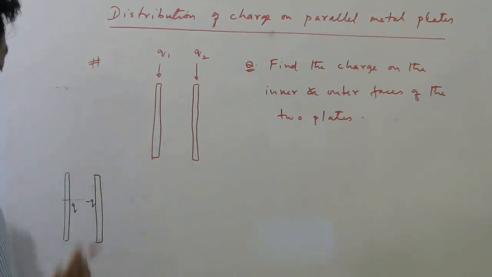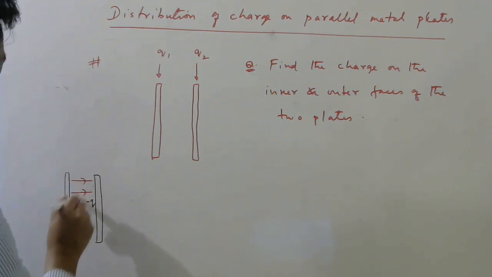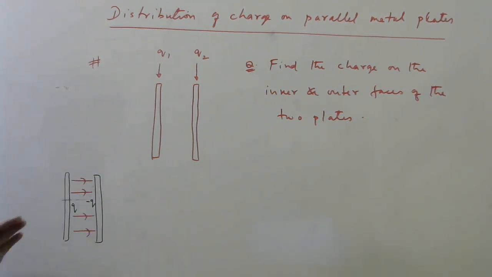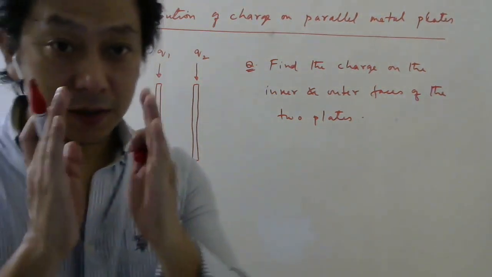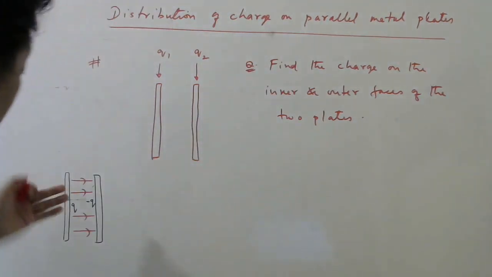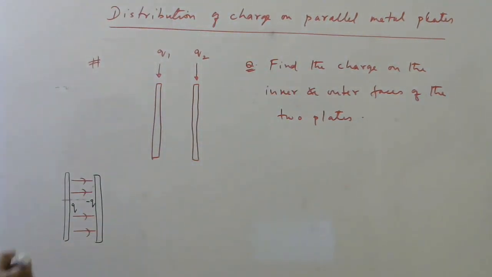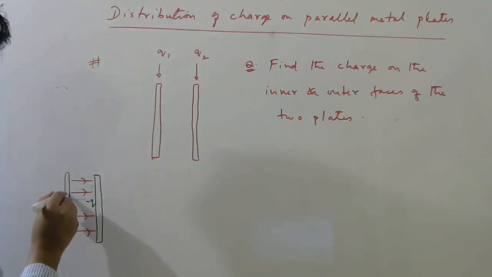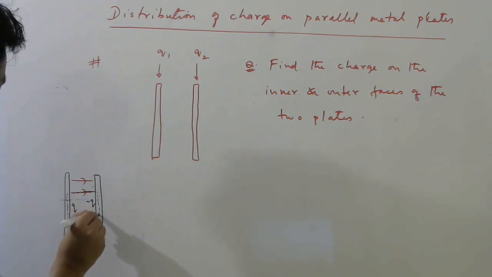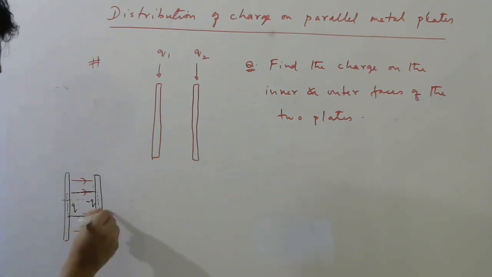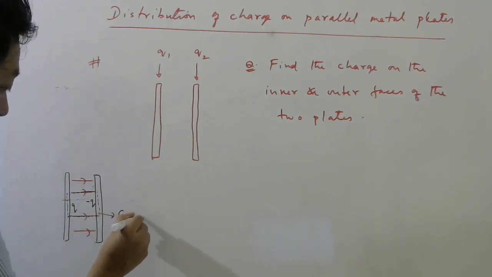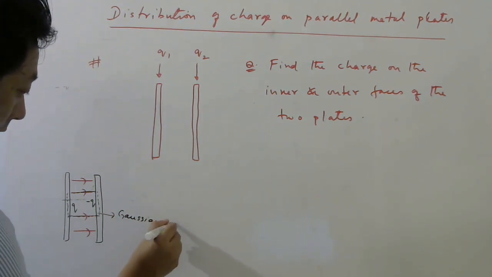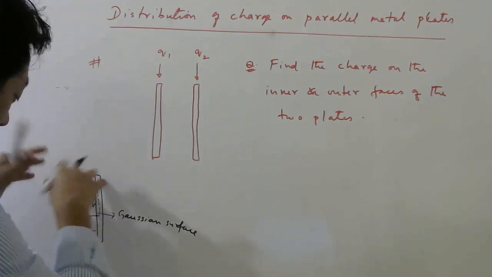Since these are plates, electric field lines will be like this only. We already know for the plates, right? For uniform big plates, we know that electric field lines are like this. So if I draw a Gaussian surface like this, look carefully. This is my Gaussian surface. Closed surface. Okay, so think of some cube.